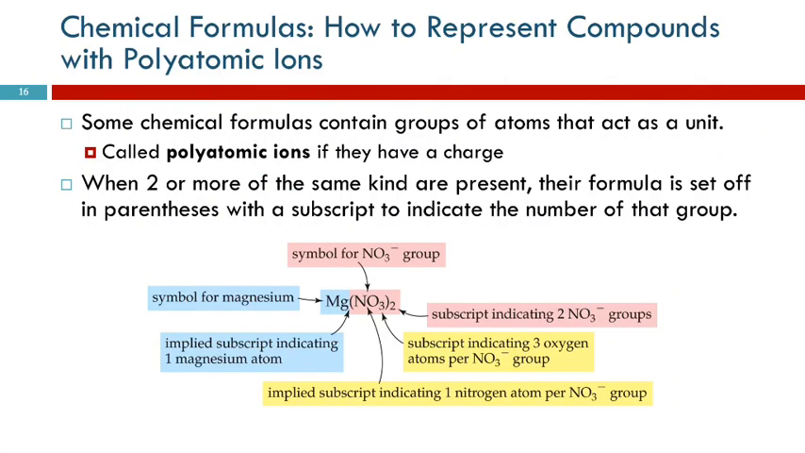Some formulas contain groups of atoms that act like a unit. These are called polyatomic ions if they have a charge. So here's an example of a compound like that. So Mg, and then this NO3 acts as a unit. And so instead of multiplying this through and saying N2O6, we keep it NO3 and we put it in parentheses and we put the number of those groups on the outside.